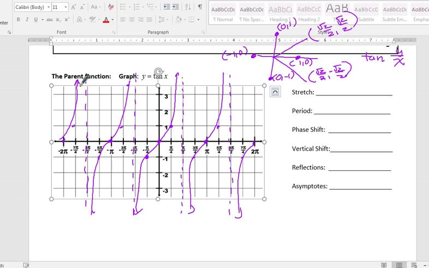So we're going to call that the stretch. The coefficient here would therefore be 1. As mentioned before, the period would be pi. There's no phase shift because there's nothing in the parentheses. There's no vertical shift, there's no plus or minus on the end. There's no reflection because it is positive. For the asymptotes, since none of them are running through the y-axis, we'll just list the 2 on the left and the right. So dot, dot, dot, negative pi over 2, pi over 2, dot, dot, dot.